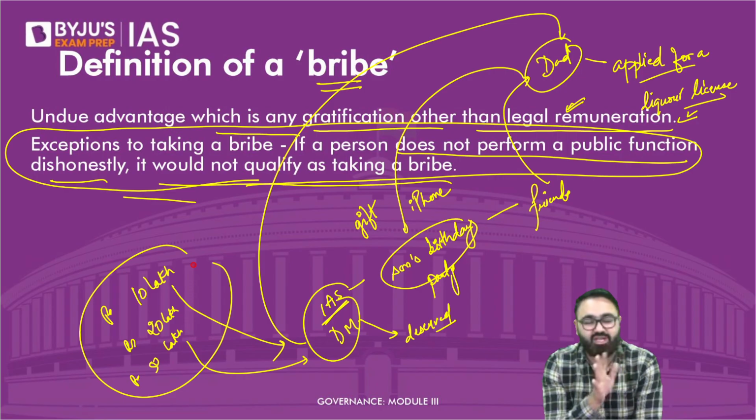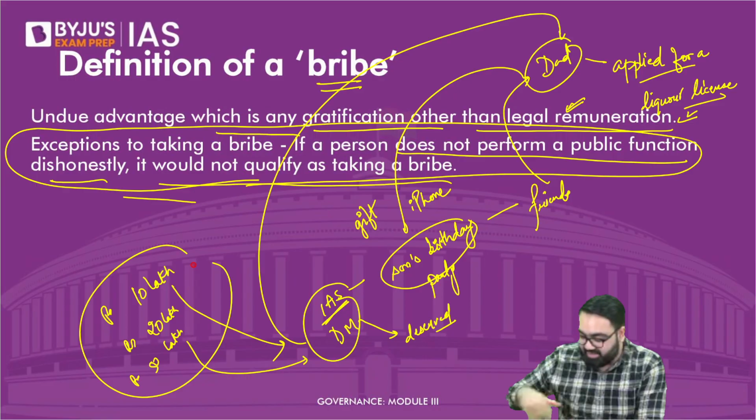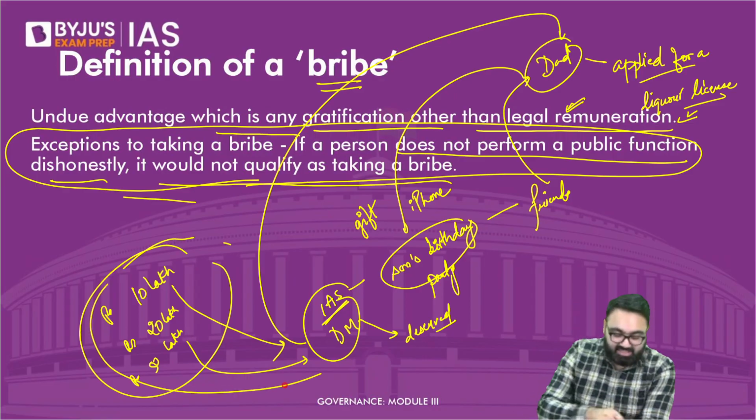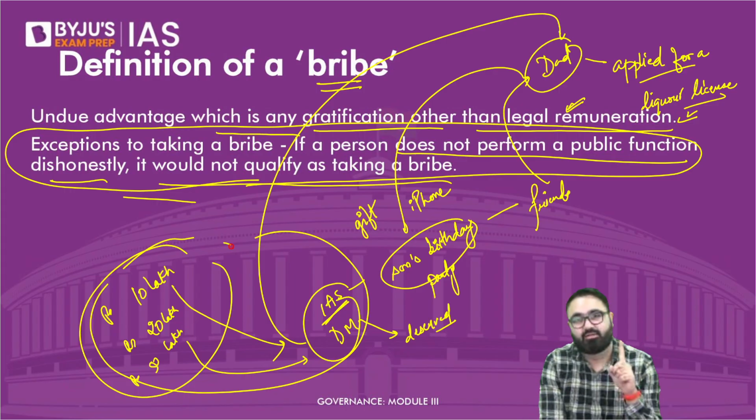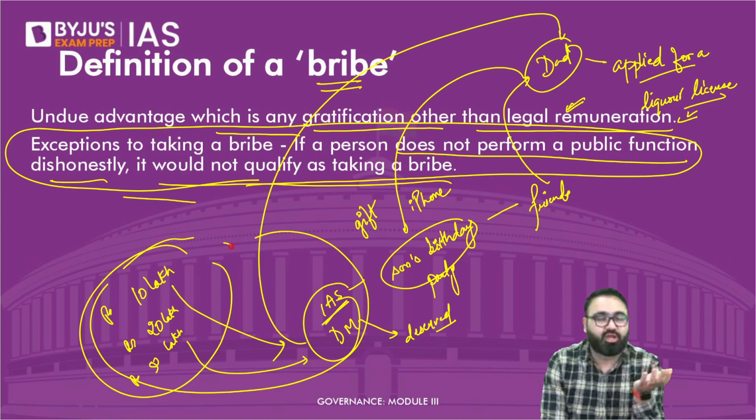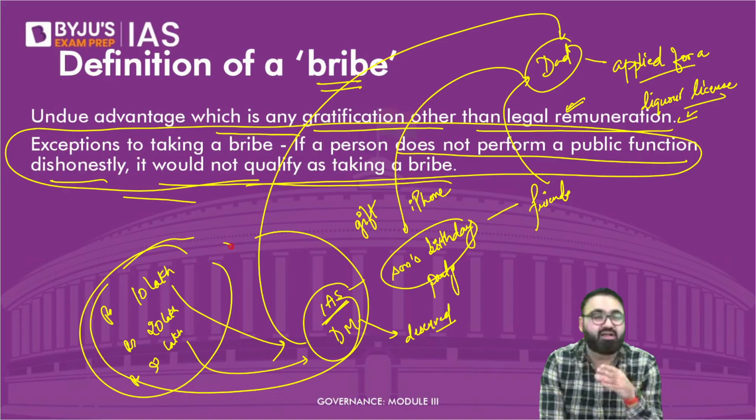But this is usually not what happens. Because in this case, there will be a question of disproportionate assets. This will become a case of disproportionate assets. How did you get all that money? But it is usually the first example that I gave you that applies.